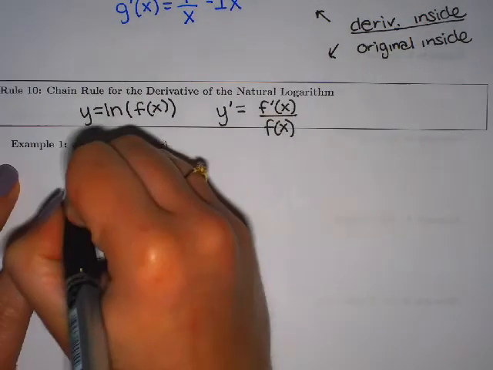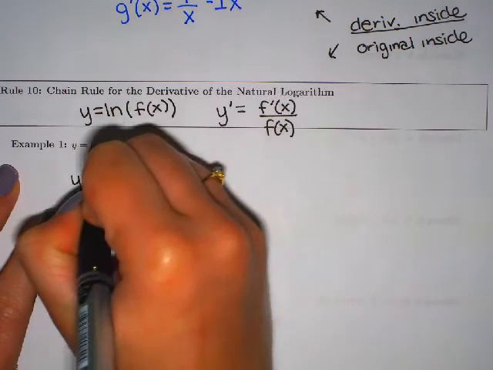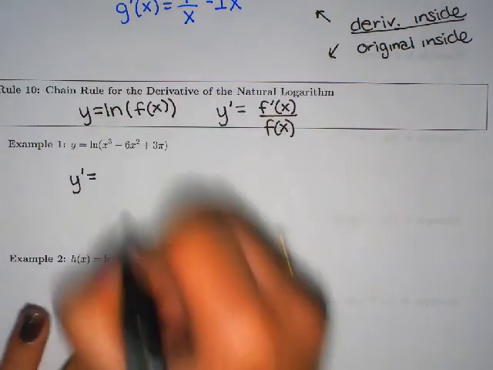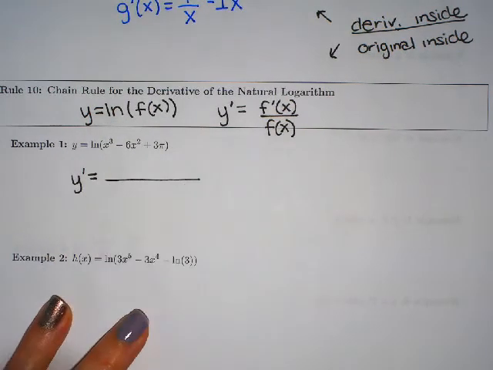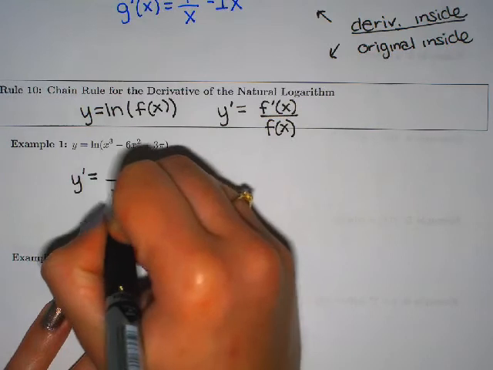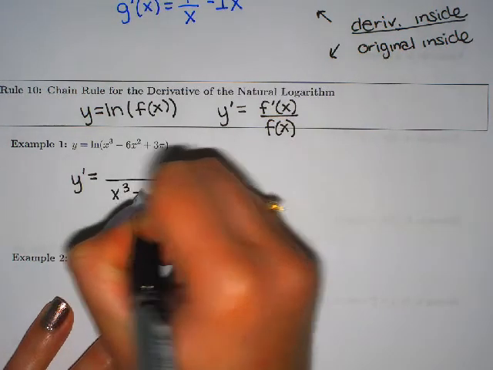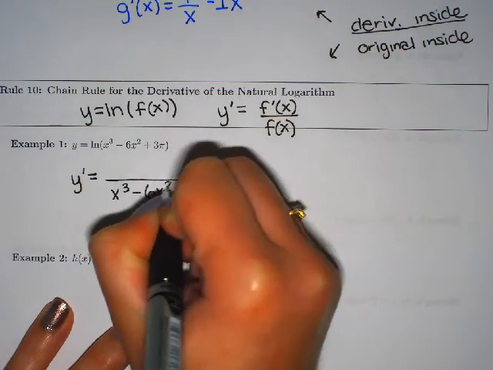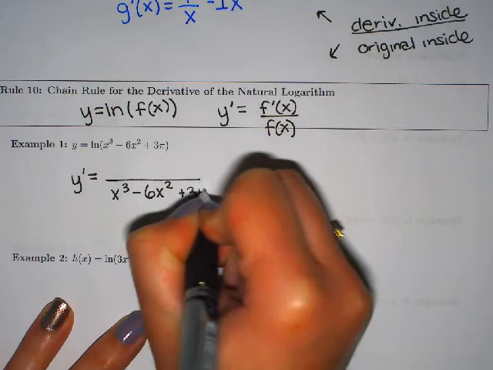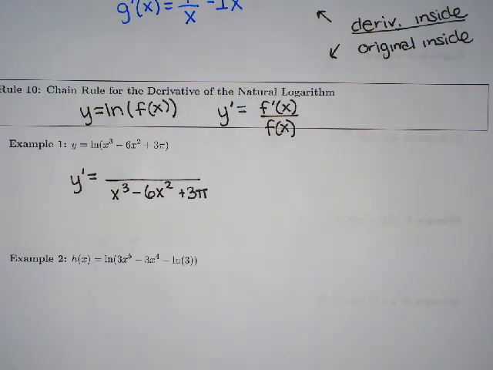Let's use that here. We have y. The derivative is going to be called y prime. Automatically, I'm at least going for partial credit here. I'm going to write the original inside on the bottom. X cubed minus 6x squared plus 3 pi. At the very least, I can get partial credit for knowing the original goes on the bottom.